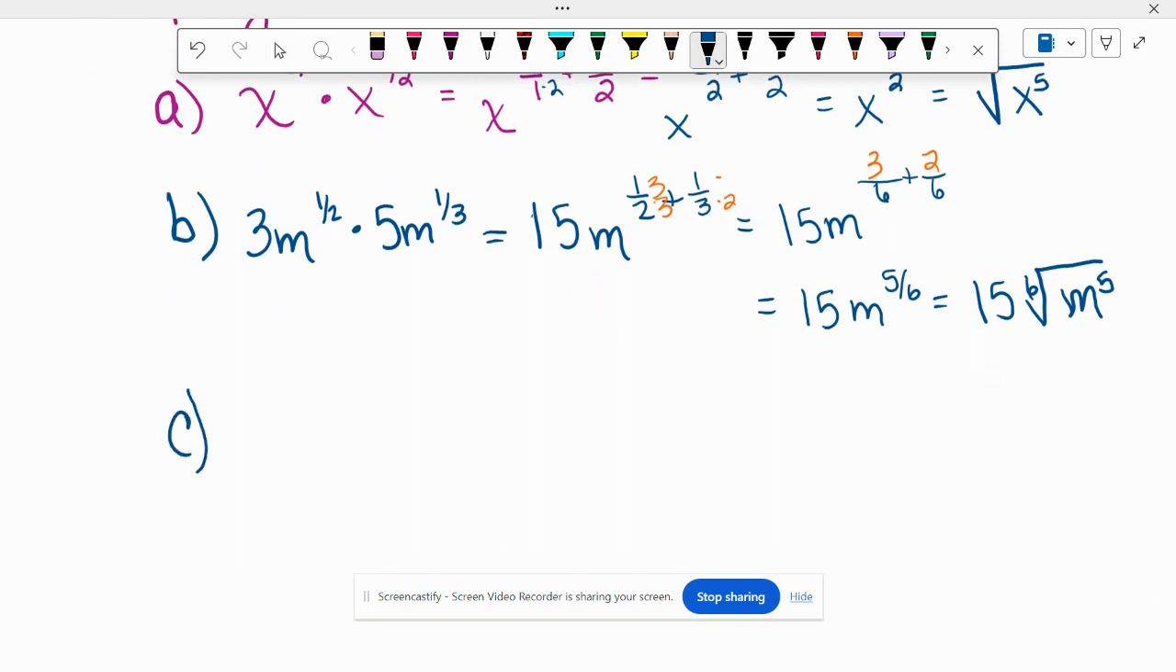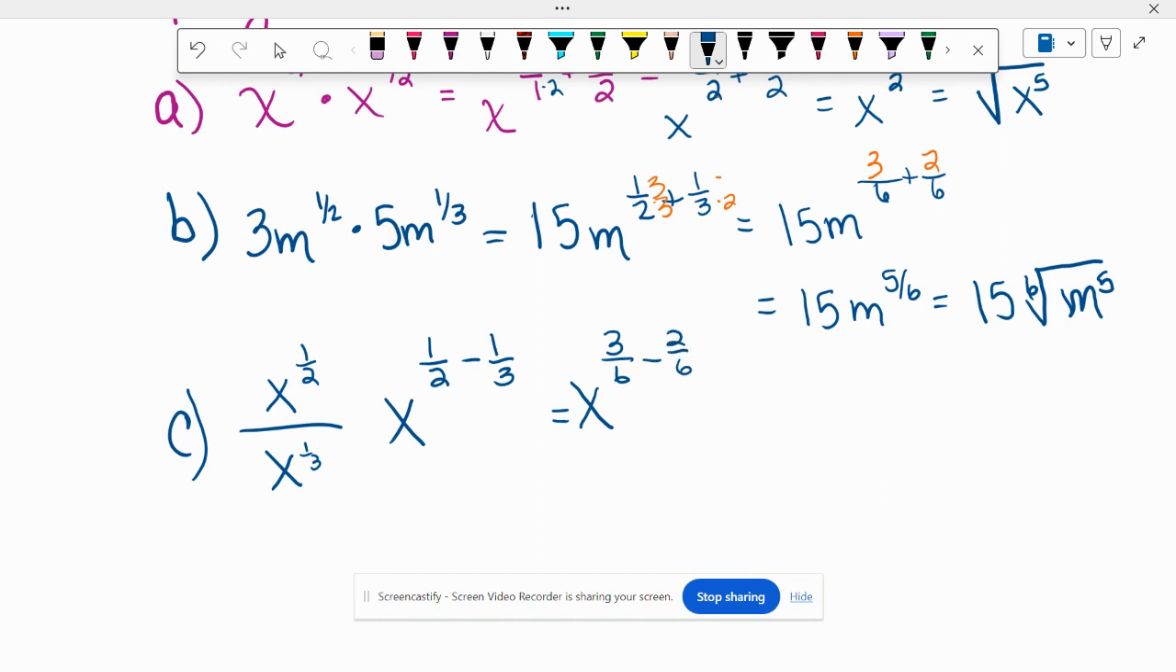Example C. It says x to the 1/2 divided by x to the 1/3. Well, when I divide, I subtract. So 1/2 minus 1/3. Well, we just figured out that 1/2 is the same thing as 3/6, right? So I have x to the 3/6 minus, and 1/3 is 2/6. So what is 3/6 minus 2/6? So x to the 1/6 power, which equals the 6th root of x.